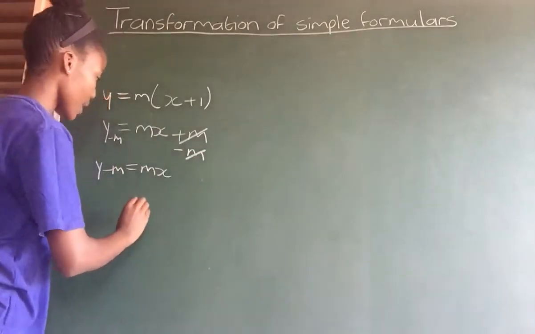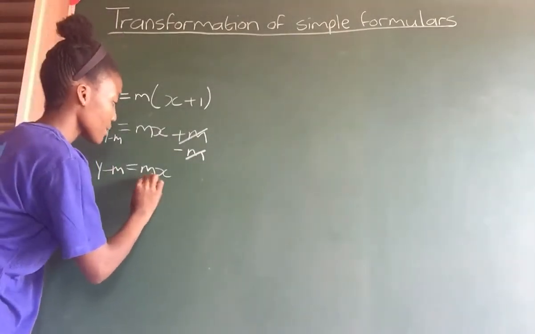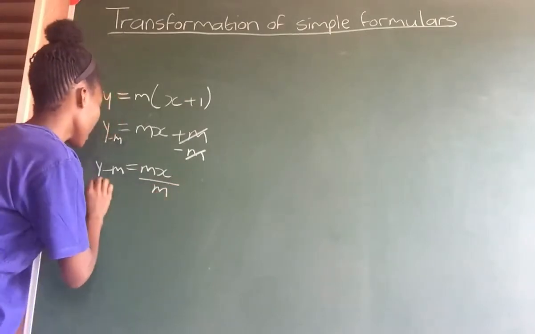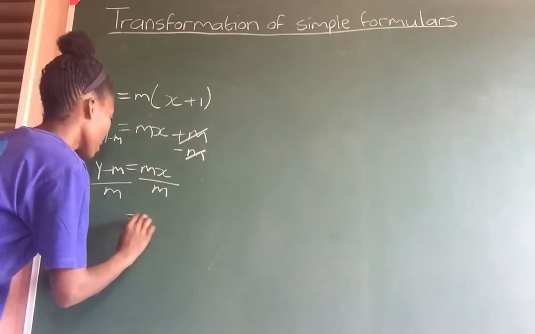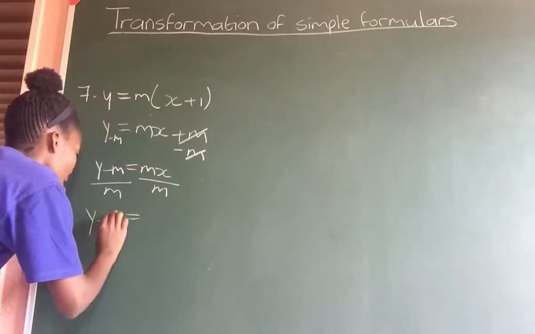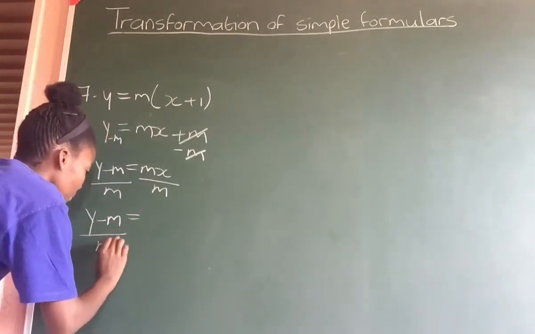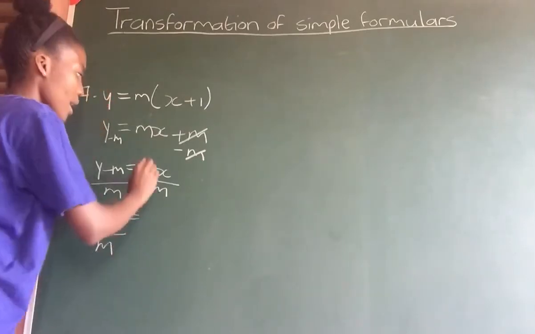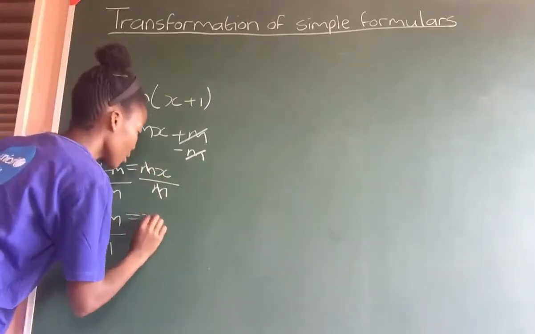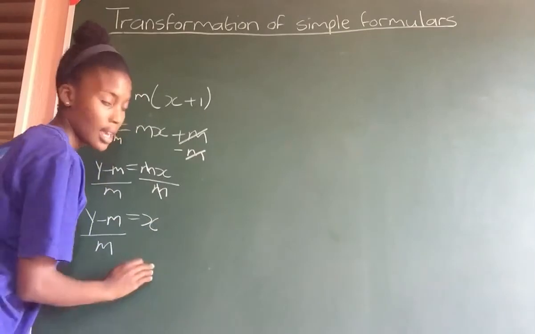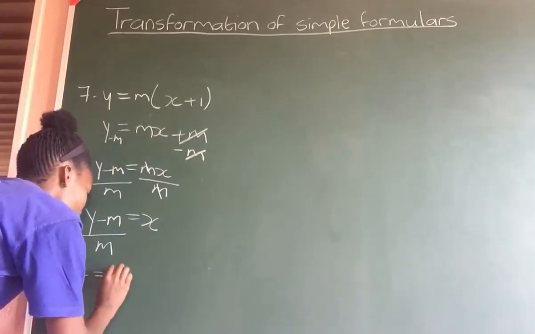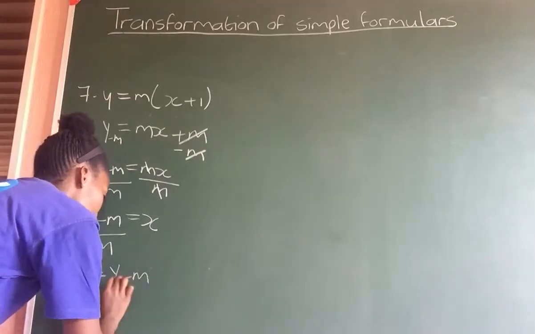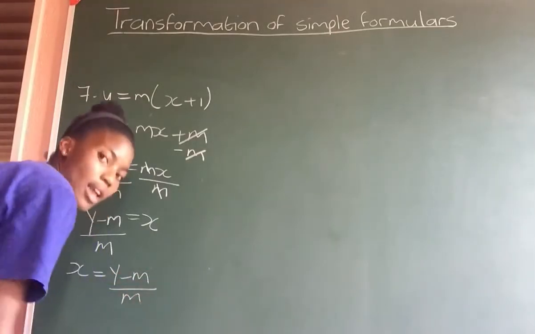So we're going to say mx divided by m, and then what you do on your right, you also do on the left, so divided by m. Then you just rewrite this: y minus m divided by m, which is equal to m and m, they cancel, you have it left to be x. Rearrange your formula, you have x is equal to y minus m divided by m.